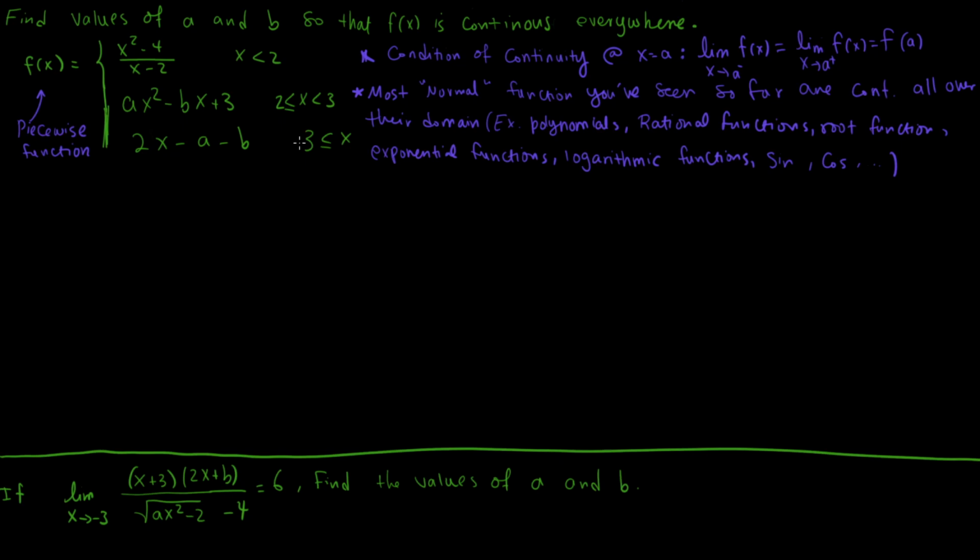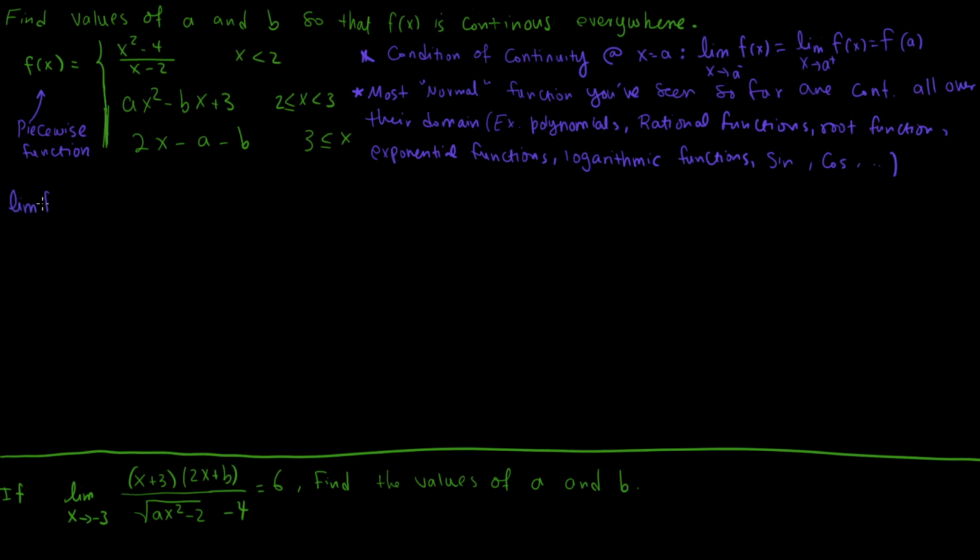Everywhere else, it's continuous because these are just, this one is a linear function, this one is a polynomial, both are polynomials, and then this one is a rational function, and it's before its vertical asymptote, so of course it's going to be continuous. So all I need to do is prove that it's continuous at x equal 2, and it's continuous at x equal 3. So I'm going to do that. So this is for x equal 2 first.